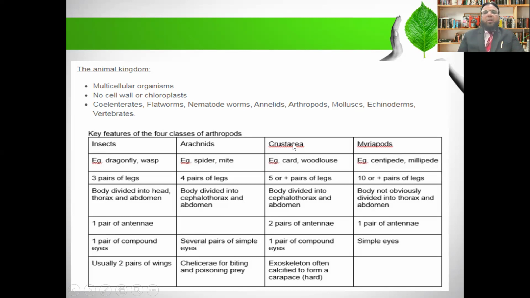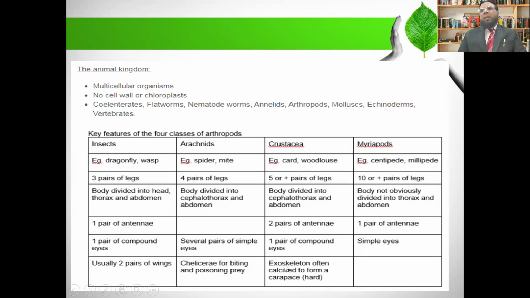Now, crustacea or crustaceans, the examples are crab or woodlouse. So how many pairs of legs are there? 5 or more pairs of jointed legs are there. The body is divided into cephalothorax and abdomen, two pairs of antennae are there, and one pair of compound eyes. The exoskeleton is often calcified to form a carapace.